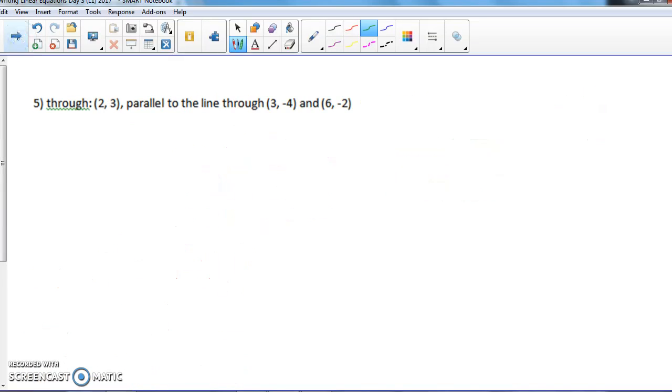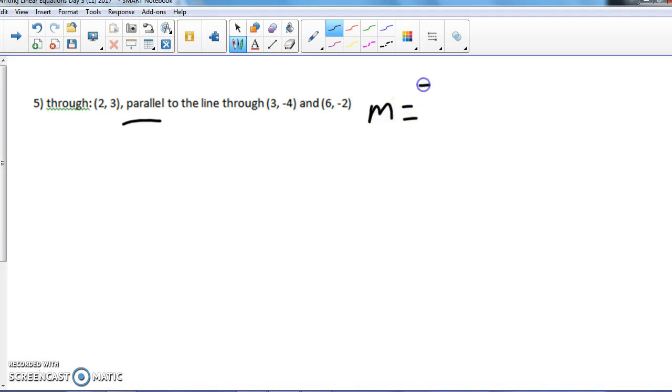So number 5 says through the point 2, 3, and parallel to the line through 2 other points. Again, when you see the word parallel, you need to know that means something about slope. Parallel lines have the same slope. So my first job is to find the slope of what's given. Well, all I have is 2 points, but we did slope in class on Tuesday. So we know how to find the slope between 2 points.